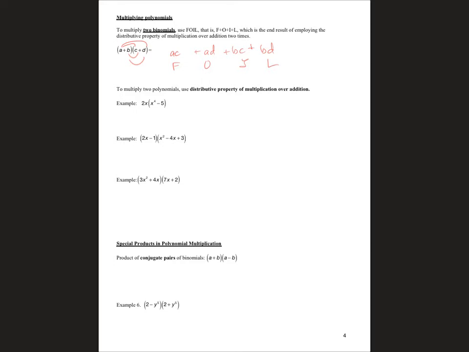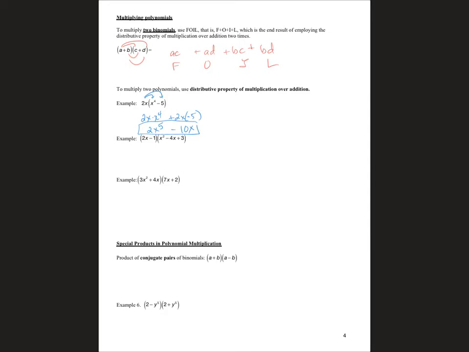Let's use the distributive property. Feel free to work these on your own and check your answers. Distribute. Then use your properties of exponents. 2x times x to the fourth plus 2x times negative 5. So that's giving me 2x to the fifth minus 10x. Final answer.